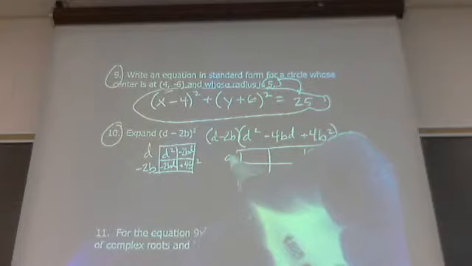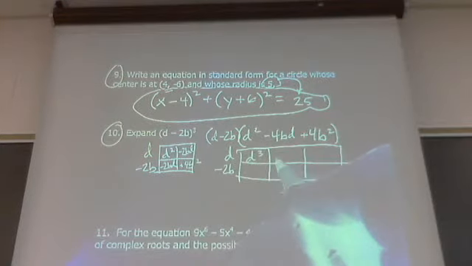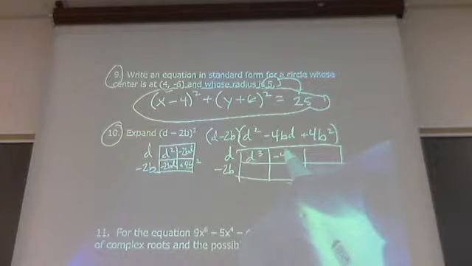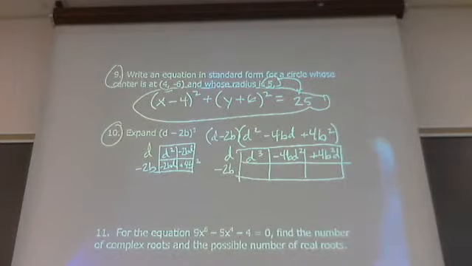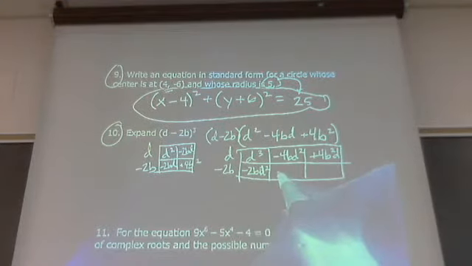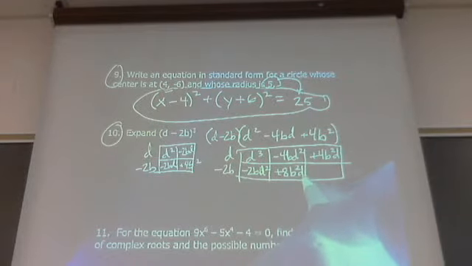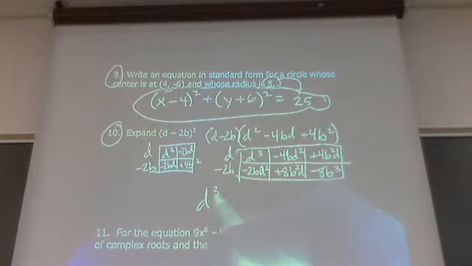Just using a larger box. You obviously don't need to use boxes if you don't want to. It just kind of organizes your information, that's all. Let's see here. 8b squared d, and then minus 8b cubed. So I have d cubed.